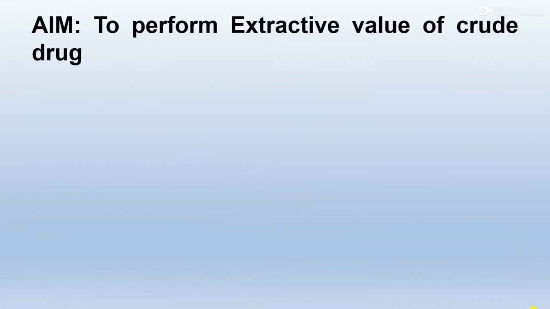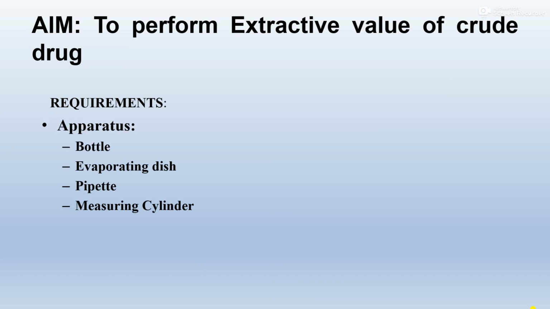Today we will perform the extractive value of given crude drug. So the requirements for the practical are apparatus: two empty bottles having capacity of 250 ml, then evaporating dish, pipette, measuring cylinder, and the chemicals required are distilled water and alcohol, and the crude drug which we will use to perform the extractive value.